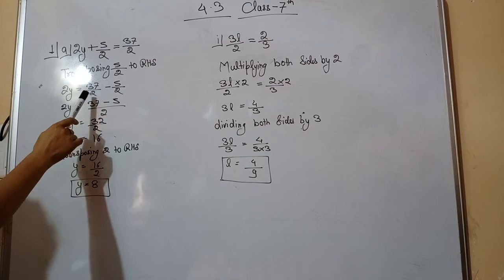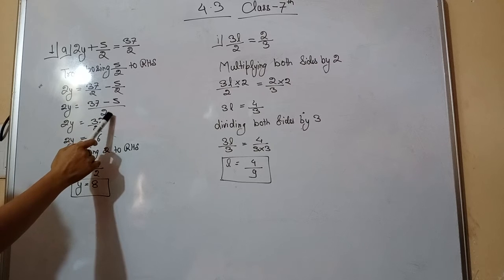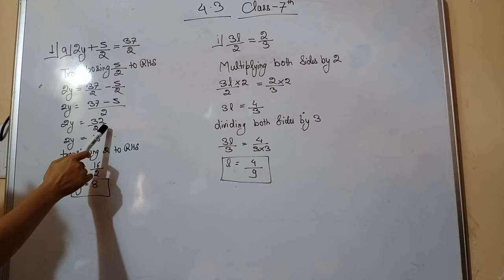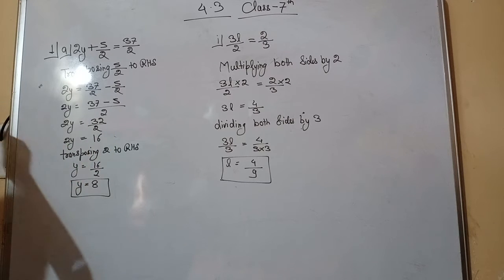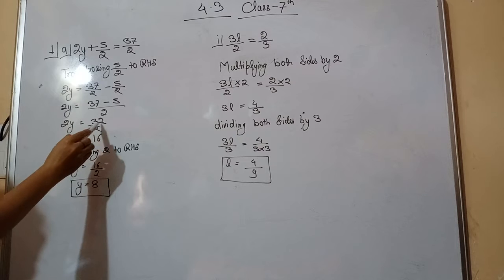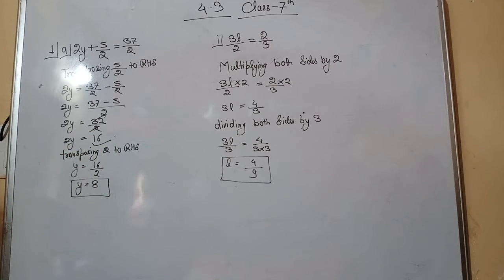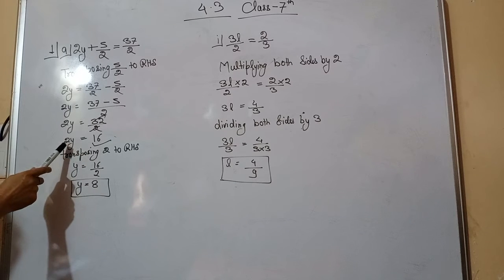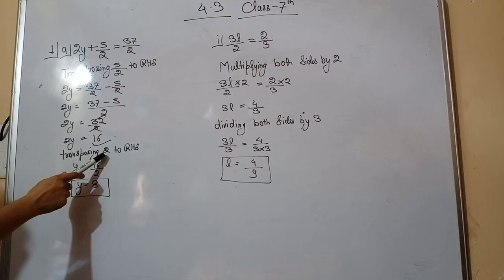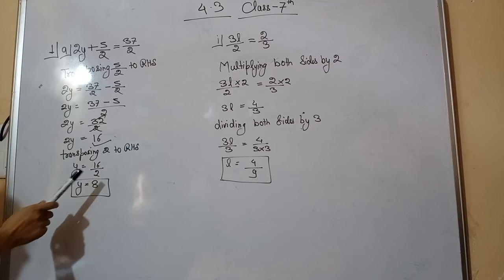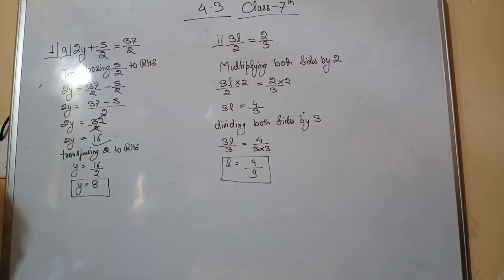Now 2y equals, what is the LCM of 2 and 2? That is 2. 37 minus 5 gives us 32 upon 2. When you divide 32 by 2, 2 ones are 2, 2 16s are 32. So here is 16. So 2y equals 16. Now we know that these two are in multiplication, so after transposing this will go in divide. So transposing 2 to RHS side, this is right hand side, this will go in divide. Now 16 divided by 2 gives us 8. So what is the value of y? Value of y is 8.